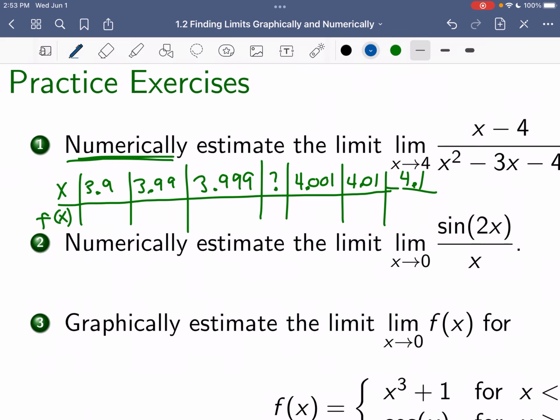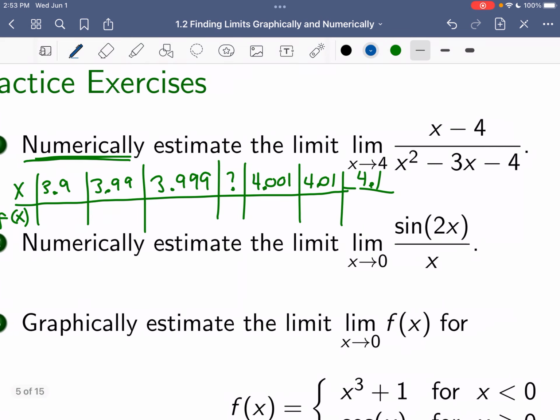All right, so if we were to take 3.9 and plug 3.9 into our function, then our output is going to be something like 0.204. Plug in 3.99 and we will get 0.2004. 3.999, we'll get 0.20004. So maybe we have an idea of what that looks like it's heading towards. Maybe 0.2. Let's see if that seems to be the case from the right-hand side as well.